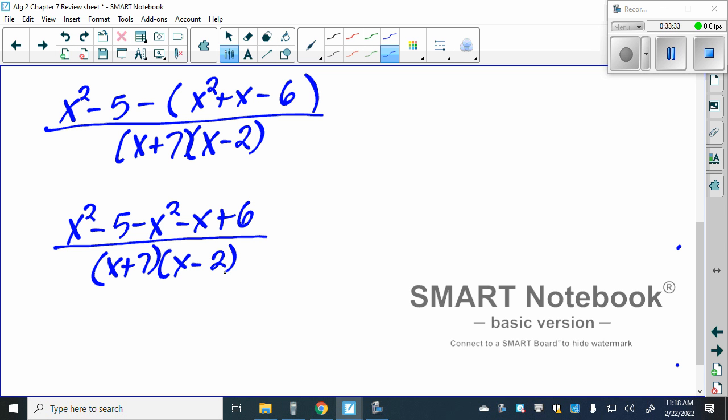Now, if you'd have felt comfortable skipping some of these steps to get here, that's fine. But we do need to be careful of those negatives. Because since we're subtracting the x squared plus x minus 6, the x squared becomes negative, the x becomes negative, and the 6 becomes positive. Now looking at this for combining like terms, x squared minus x squared, that is 0. It cancels out. Now we don't have any like terms with the negative x, so it's just negative x. Negative 5 plus 6 is going to be plus 1.